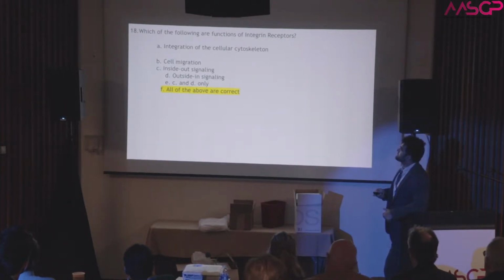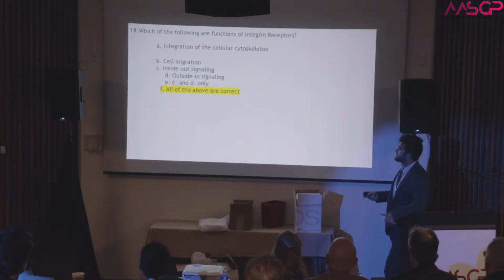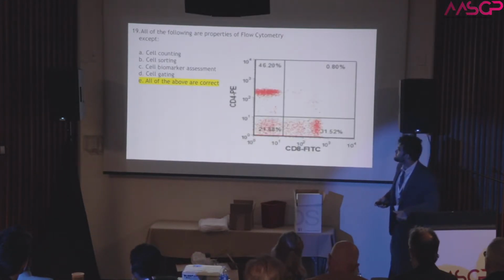So integration of cytoskeleton, yes, they're going to link the cytoskeleton with the extracellular matrix. Cell migration, yes, they're involved in cell signaling and cell migration. Inside-out signaling and outside-in signaling are exactly what they sound like. Those are both mechanisms by which integrin functions.